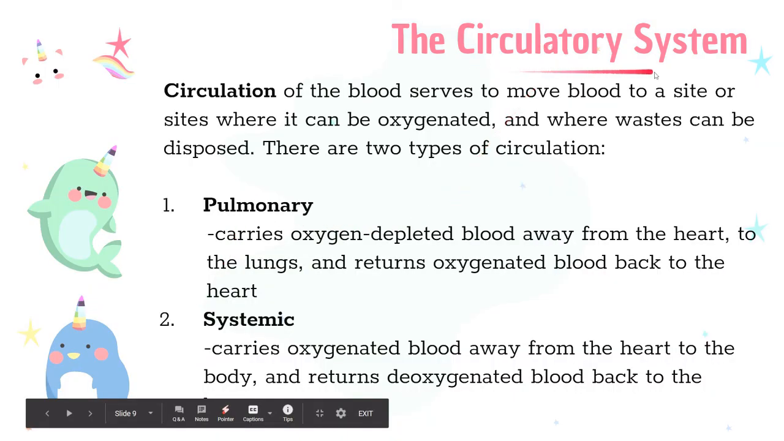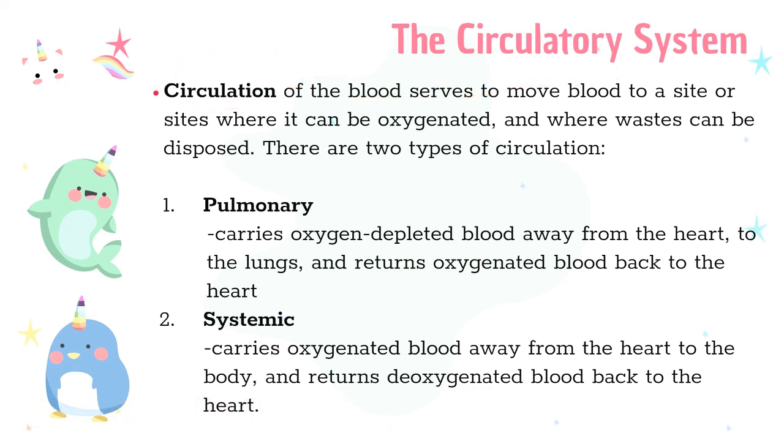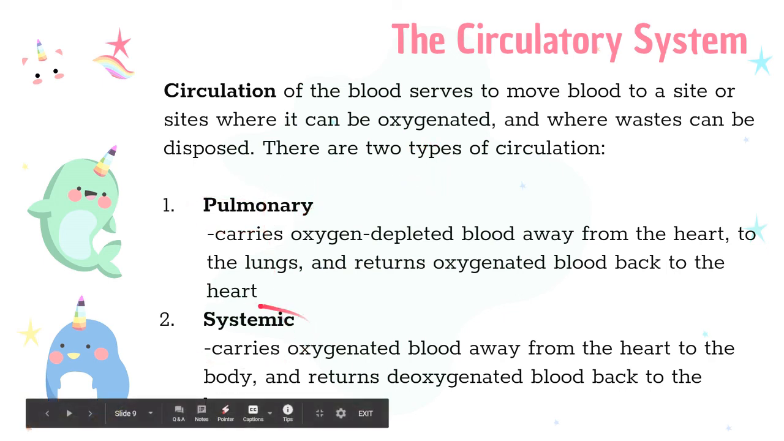So the circulatory system is named as such because its main task is to circulate blood throughout the body. We define circulation of the blood as the process of moving blood to a site or sites where it can be oxygenated, where oxygen can be replenished in the blood cells, and where waste can be disposed. So the main goal of circulation is to get oxygen and to get rid of body waste. To accomplish that, there are two types of circulation, pulmonary and systemic circulation.